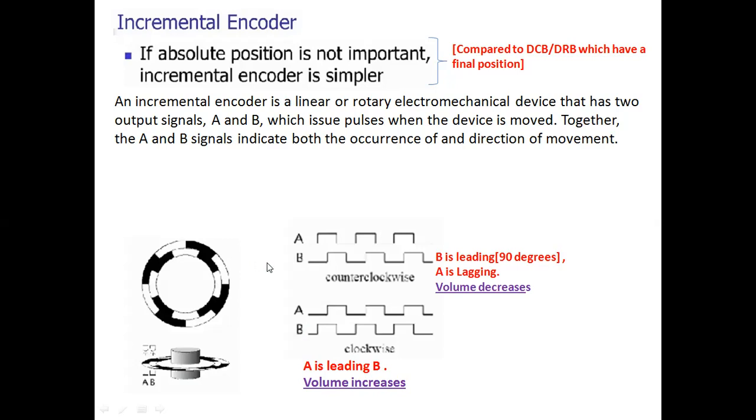Similarly, if the knob is moved in the anti-clockwise direction, then the B signal will be leading the A by 90 degrees. Here it is, where the B signal is leading the A signal by 90 degrees, or I can say that A is lagging the B signal. This achieves the decrease in the parameter, like volume, frequency or voltage. So the waveforms are for our understanding.